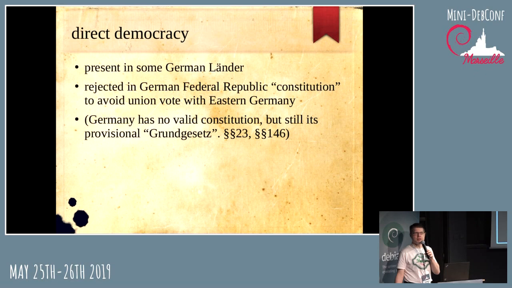The other thing you could try is direct democracy. It is present in some of the constitutions of our Länder, of our 16 Länder in Germany, but not in the Grundgesetz of the Federal Republic of Germany, because they were afraid that the Germans could vote to unite with East Germany and become too democratic. Yeah, and we don't have a constitution in Germany because our Grundgesetz said we should get a constitution voted on by the whole of Germany once we unite. This hasn't happened in 1990, and so we have something that is not foreseen by the fathers of the Grundgesetz.